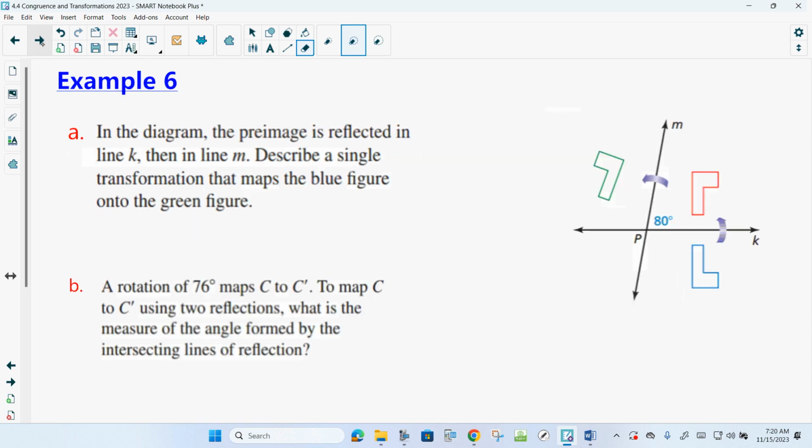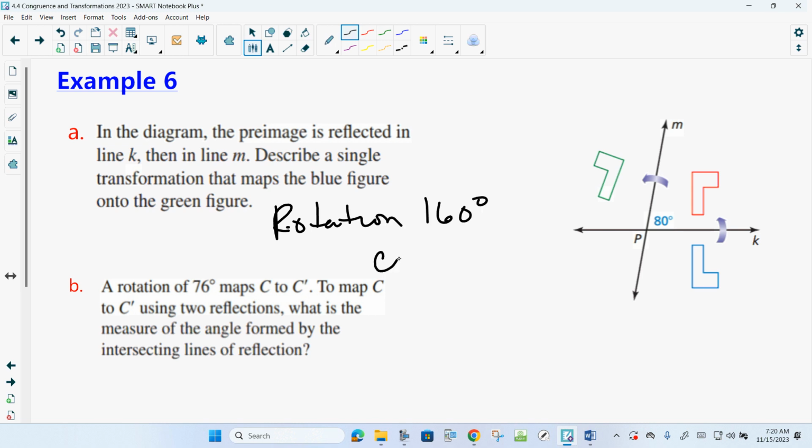And so next, in the diagram, the pre-image is reflected across K and then reflected across M. Describe the single transformation. This would be a reflection. I apologize, this would be a rotation. Not sure why I said reflection. Rotation of 160 degrees. And if you want to say counterclockwise, that would be more specific.